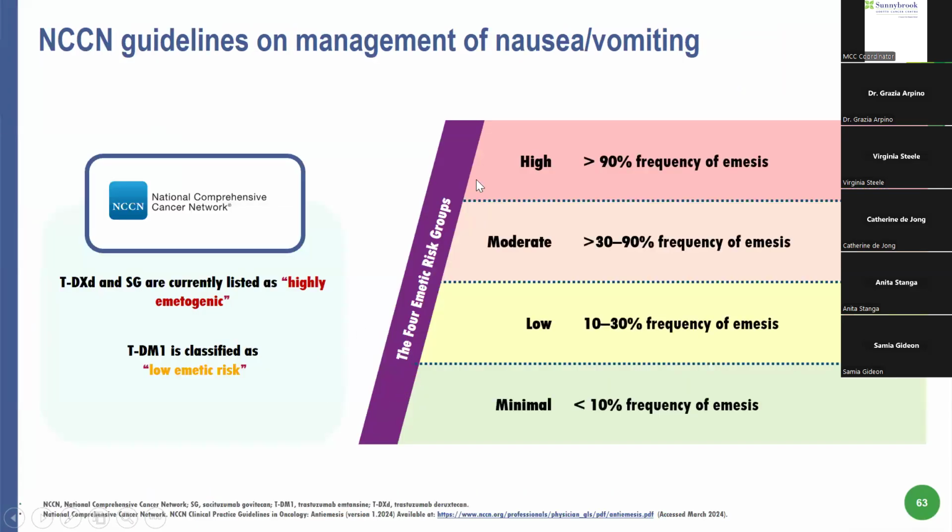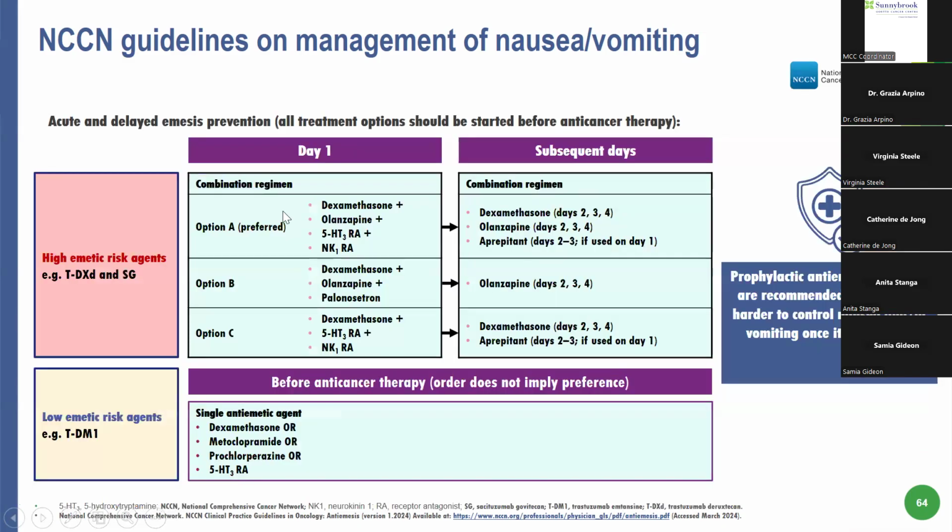For NCCN, which is the American guideline and the most used, sacituzumab govitecan and T-DXd are considered at high emetogenic risk. Though the frequency of emesis is not as high as 90%, the way of managing emesis is the same as you would use for highly emetogenic drugs. So that's probably why they were classified directly into the highly emetogenic class. And this is the option for NCCN when you're using trastuzumab deruxtecan or sacituzumab govitecan.